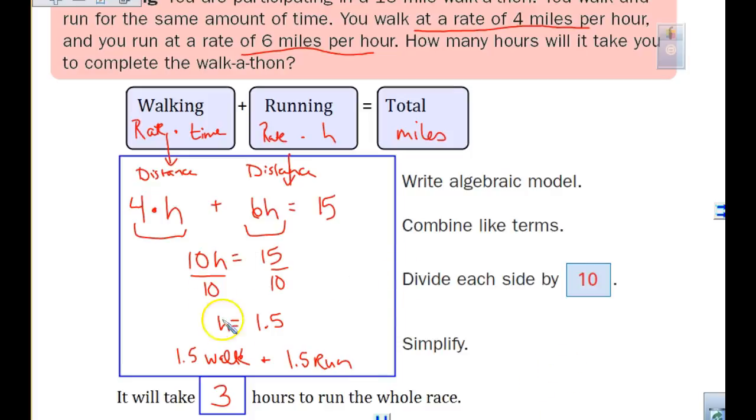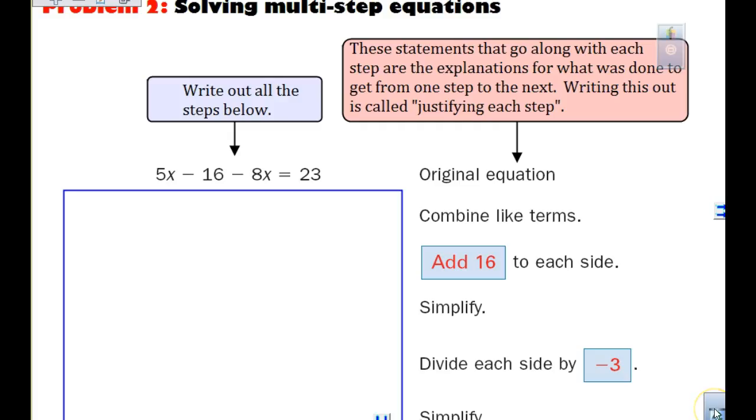Okay? As you are taking a look at the top of the next page, it says, these statements that go along the sides of the steps are an explanation for what has to be done to get to the next step. Writing this out is called justifying the steps. You will be asked to justify your steps. So you will be asked to do what's written along here.